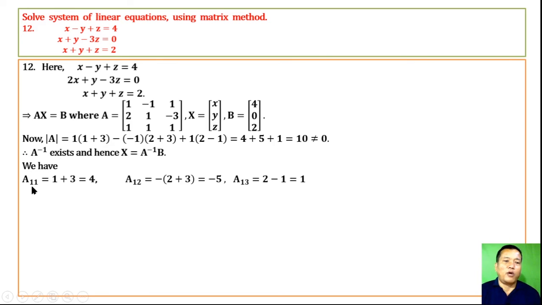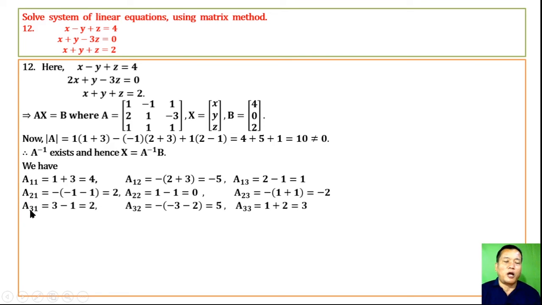We have A11, cofactor of the element occurring in the first row and first column, that is 4. A12 is minus 5. A13 is 1. A21 is 2. A22 is also 0. A23 is minus 2. For third row, A31 is 2. A32 is 5. A33 is 3.